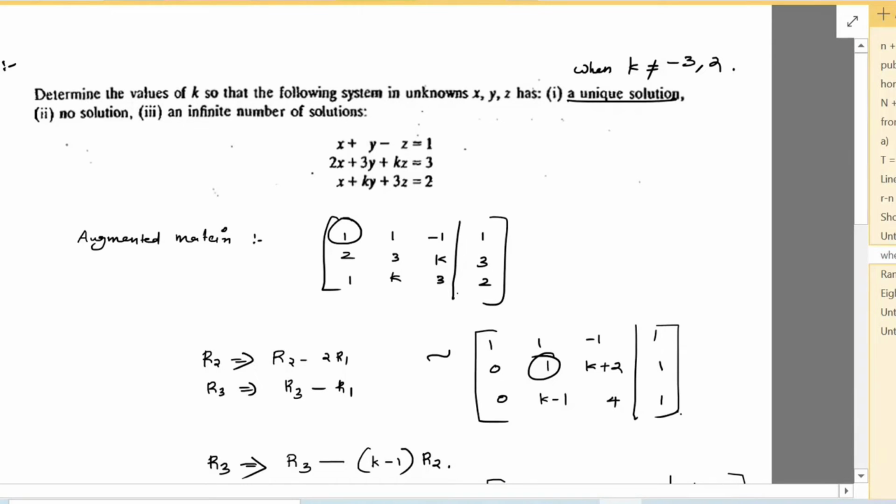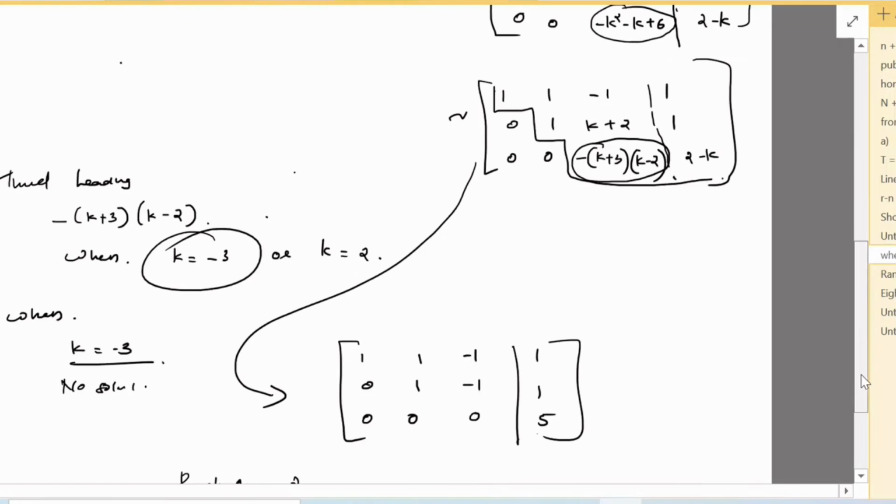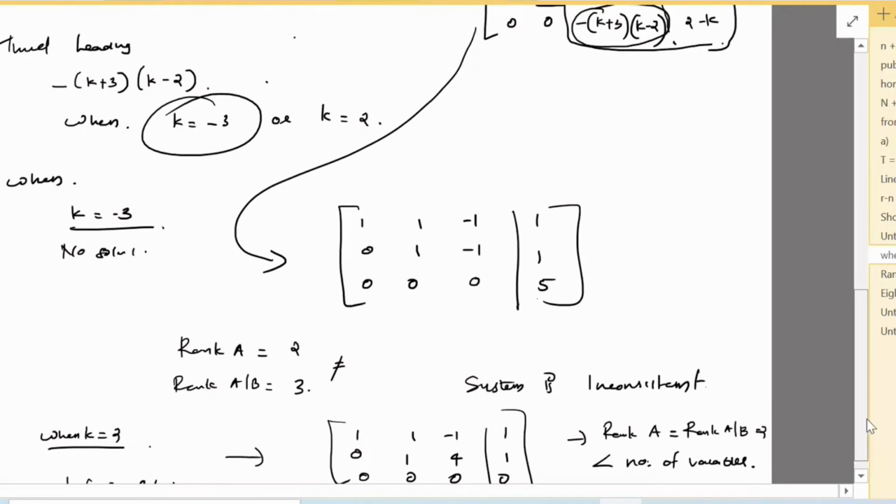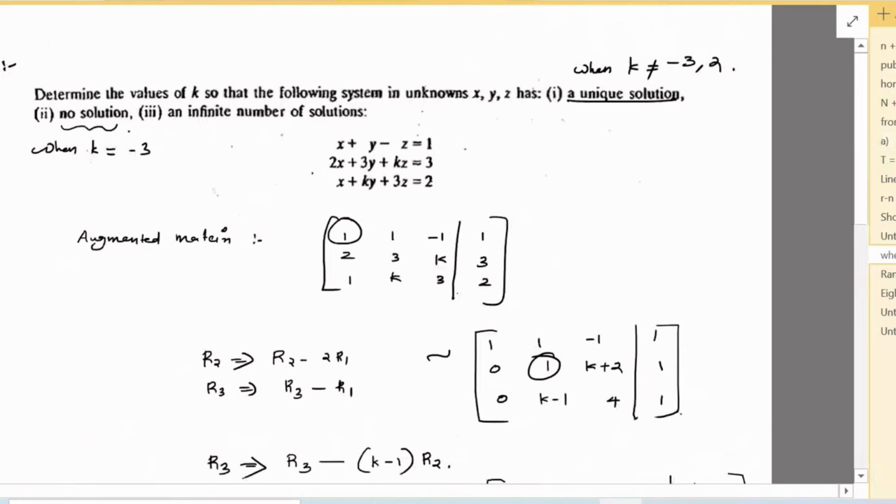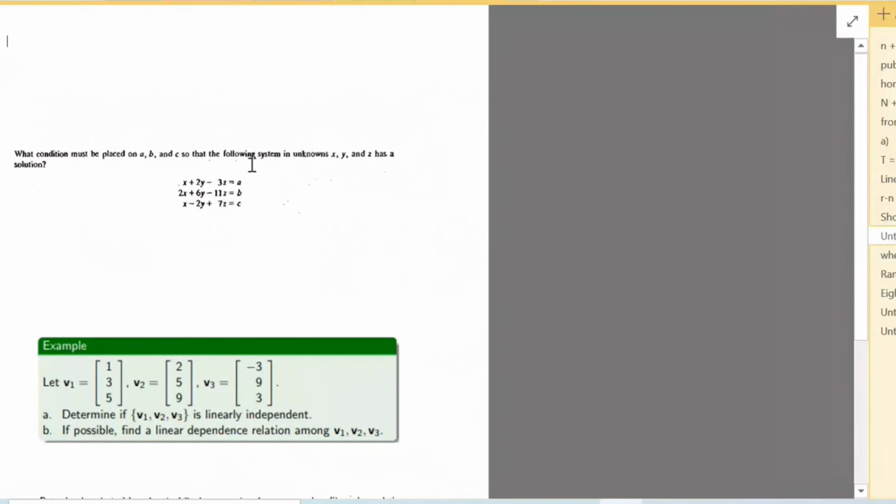Second one, no solution when k equal to minus 3. Yeah, when k equal to minus 3, no solution, and infinite number of solution when k equal to 2. Okay. So there is a question similar to this.